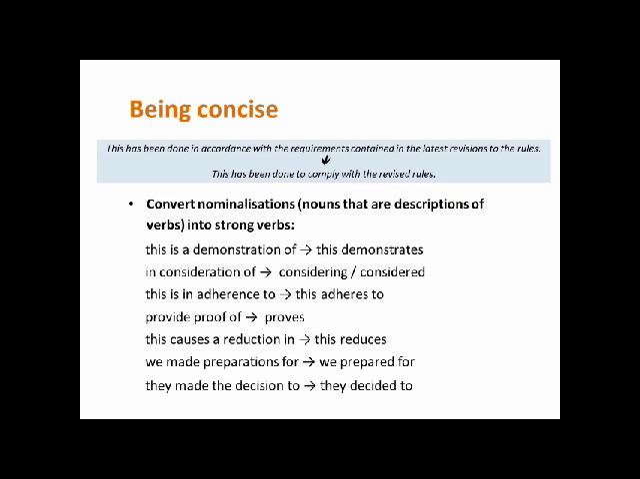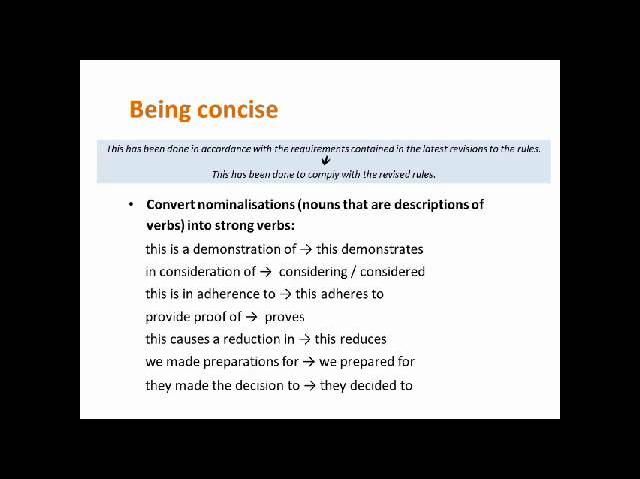Also, we should try to be concise. So I talked about that a little bit at the beginning, and I'll go through quickly some ways that you can be more concise. And the first is to convert nominalizations, which again, that's jargon. It's talking about nouns that are descriptions of verbs. So it's things like demonstration, consideration, reduction, preparation. We should convert those into strong verbs.